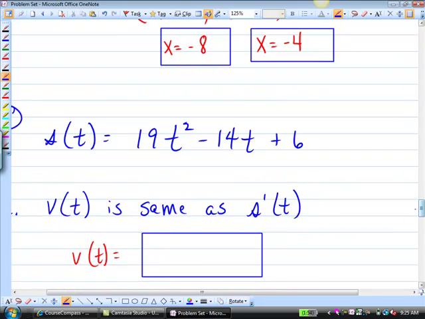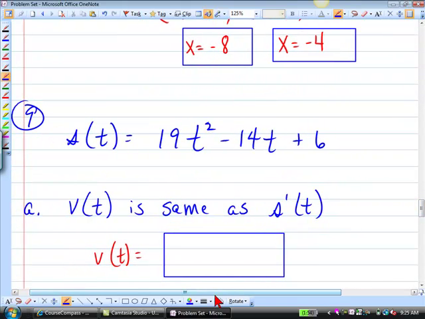All right. Number 9 gives you a position function, and then it asks you a few things. I think it asks you for the velocity. And remember, we wrote down that velocity was the same as the first derivative. So v of t is the same as s prime of t. So we'll just take the derivative of that thing. What's the derivative of that?